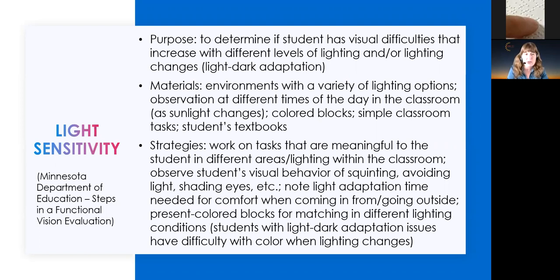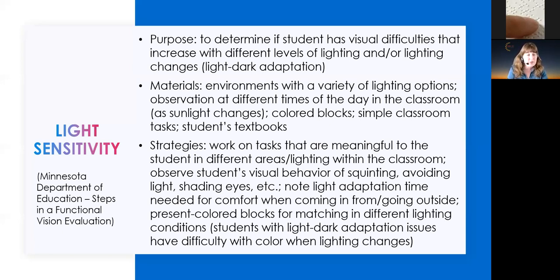Some strategies that you can use when you're observing for light sensitivity is to work on tasks that are meaningful to the student in different areas or lighting within the classroom. How do they do if they sit near the windows? Is that lighting too much for them? Do they need to sit away from the windows? What about if the teacher turns the lights or dims the lights because they're projecting something? Are they still able to see the materials in front of them and on the board? Observe the student's visual behaviors. Are they squinting? Are they avoiding lights? Are they shading their eyes?